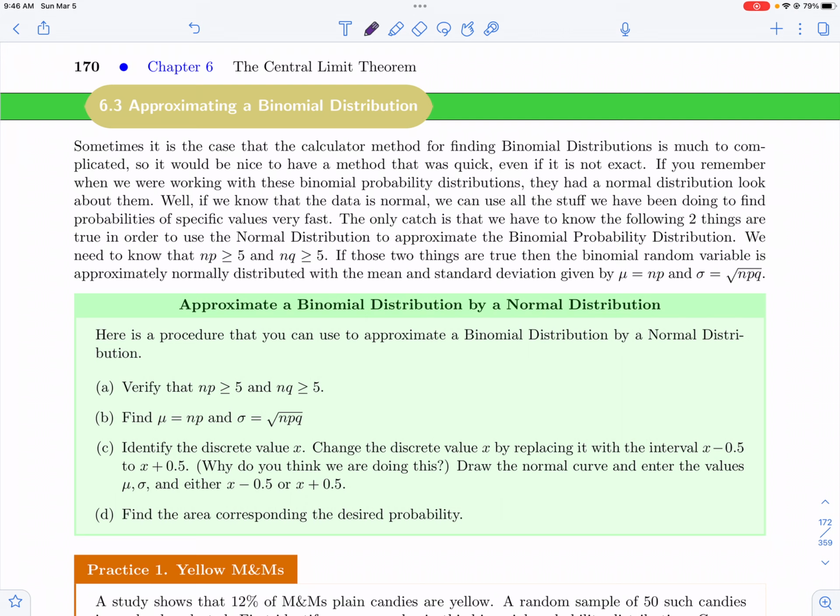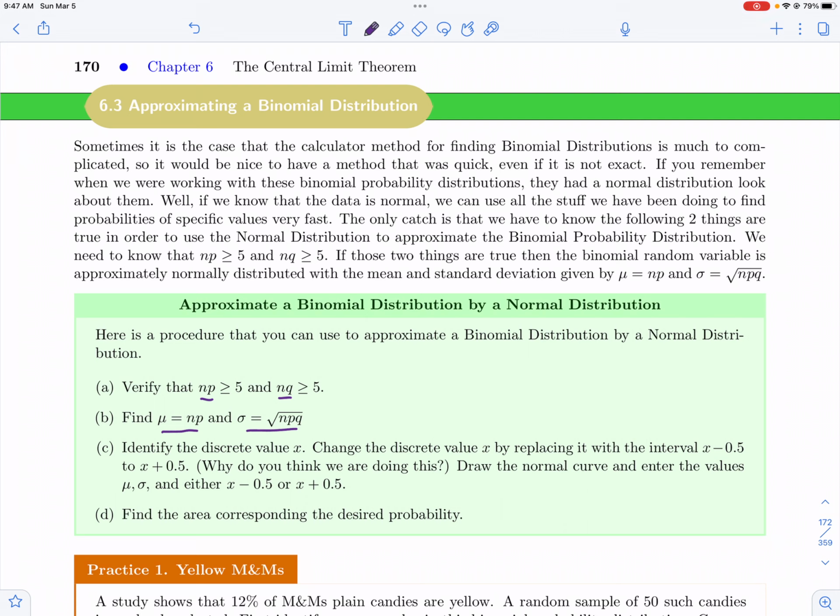There are some things that we have to verify in order to make sure this is true. If we take our probability of success, multiply it by n, it has to be greater than or equal to 5. If we take our probability of failure, multiply it by n, it has to be greater than or equal to 5. We also have to find our mu and our standard deviation because we need those for our normal CDF, but we talked about those back in chapter 4.